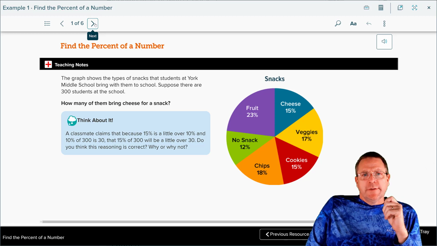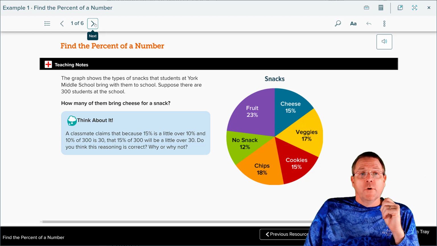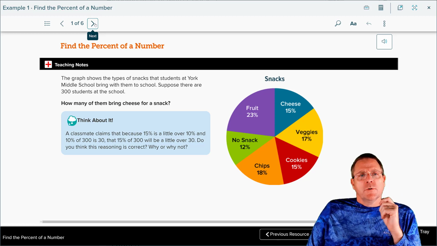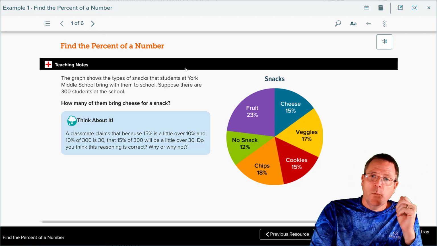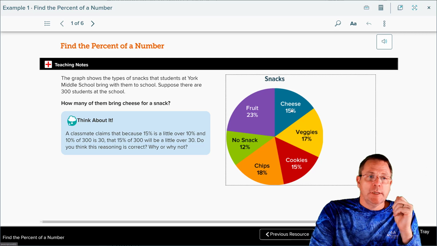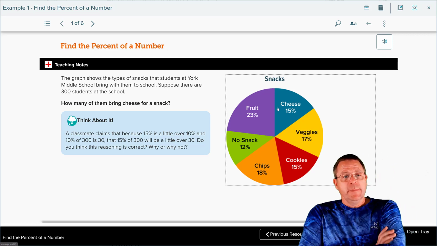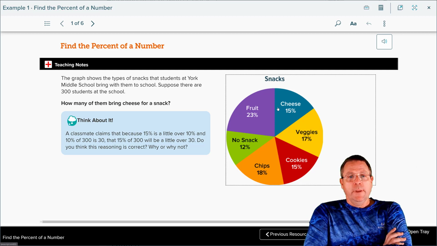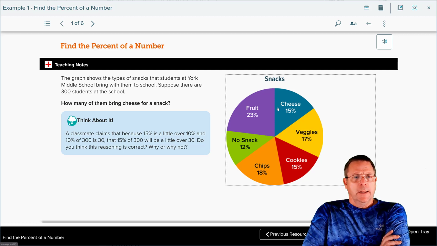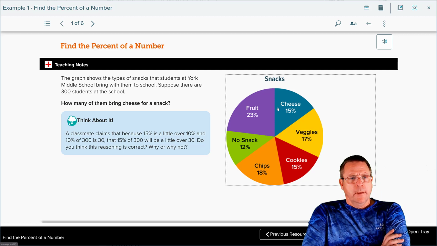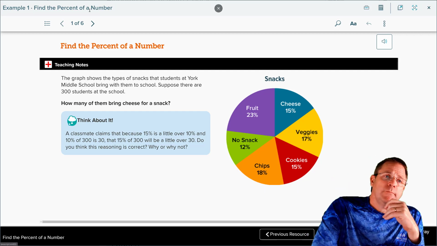The graph shows the types of snacks that students at York Middle School bring with them to school. Suppose there are 300 students at the school. How many of them bring cheese for snack? Well, we can see that 15% of them bring cheese, and our Think About It says a classmate claims that 15% will be a little over 10%, and 10% of 300 is 30, so 15% of 300 will be a little over 30. Do you think that reasoning is correct? It sounds pretty solid to me. Let's keep moving.